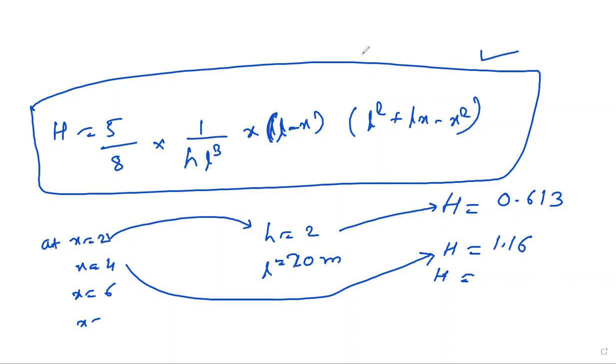Like this, find out up to x equal to 20 meter. Okay, in two books, two different equations are given, right? So use this equation of H. Now put the values and write down in the table. I will draw the ILD as per your values. Give me the values, so I will draw the ILD.